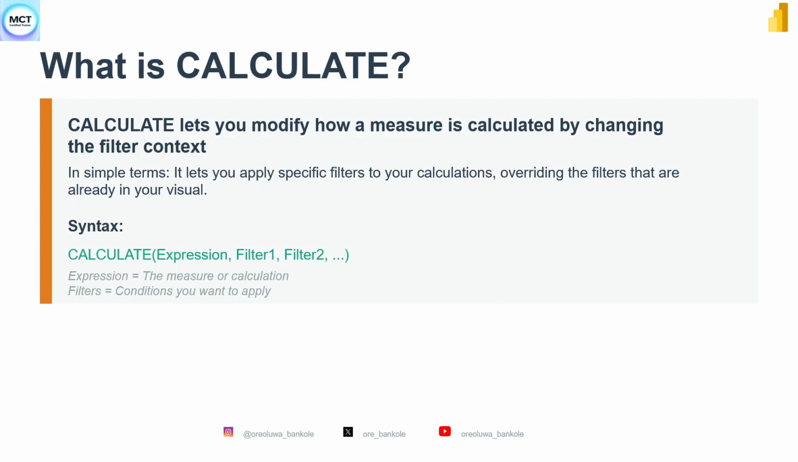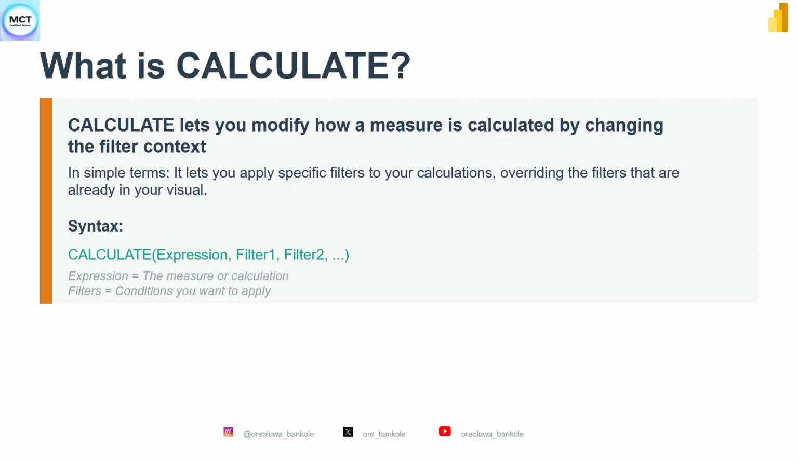So, CALCULATE allows us to override the existing filter that might have been there, and pick only exactly what it is that we want. It is a DAX function that modifies the filter context of a calculation. It simply tells Power BI, this is what I want you to calculate under this condition. So CALCULATE actually changes the filters before it calculates.